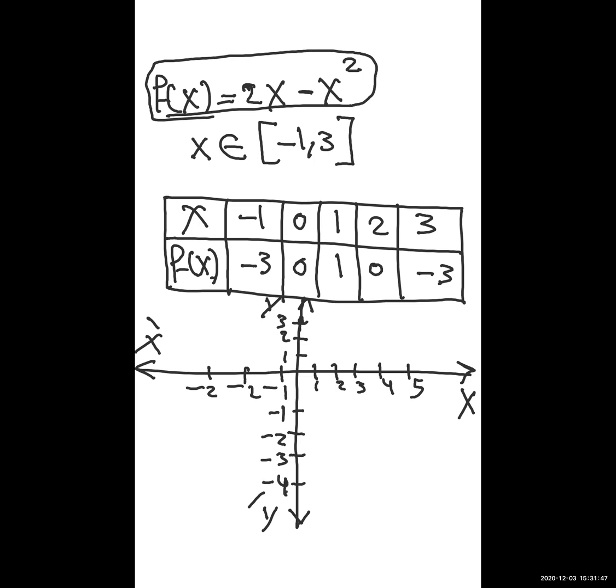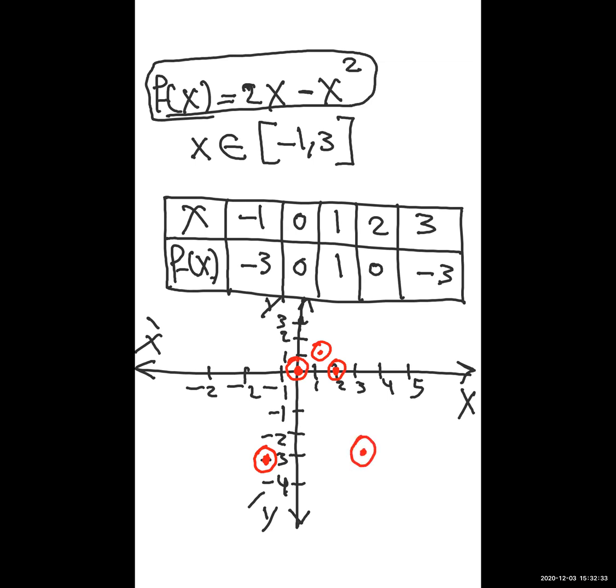Okay. Now the first point, guys, it's -1 and -3. So -1 on x, this means on the left side, and -3 on y, so on the bottom. So this means this point, -1 and -3 here. Okay. Then 0 and 0. So the point of origin here, 0 and 0. 1 and 1, 1 and 1. 2 and 0, 2 on x, 0 on y. So here. 3 and -3, 3 on x and -3 on y. So here.